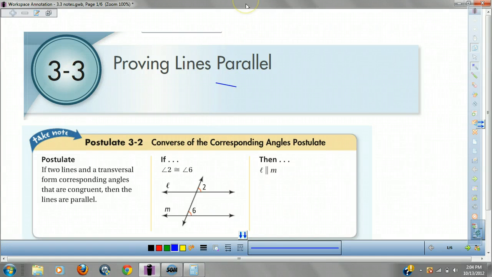Hi, welcome back guys. We're looking at 3-3 proving lines parallel today. If you think there's going to be some proofs involved, you are correct.